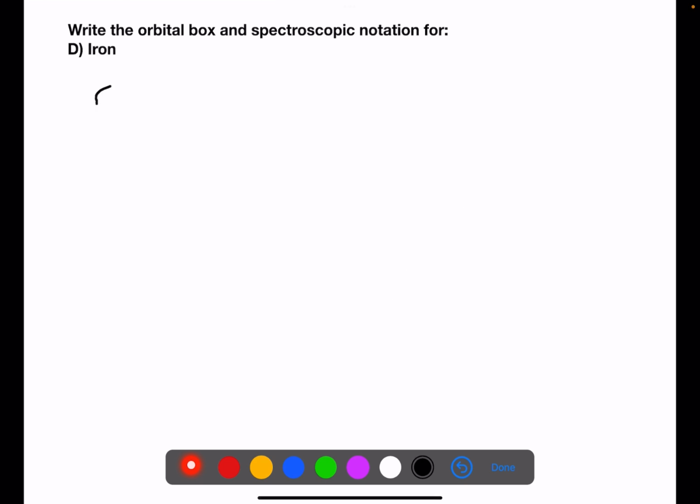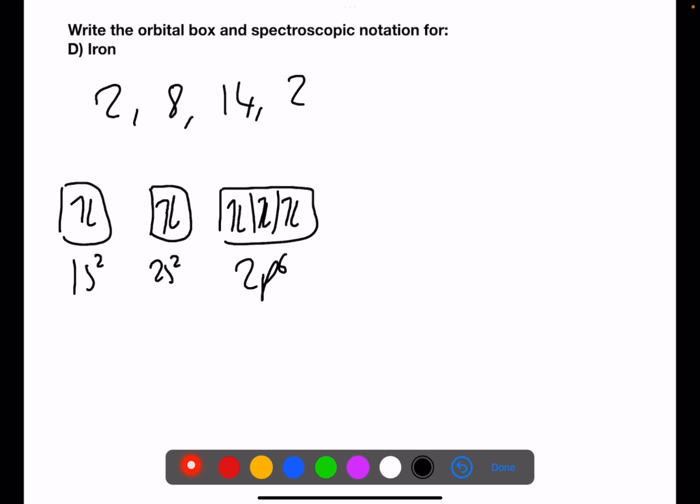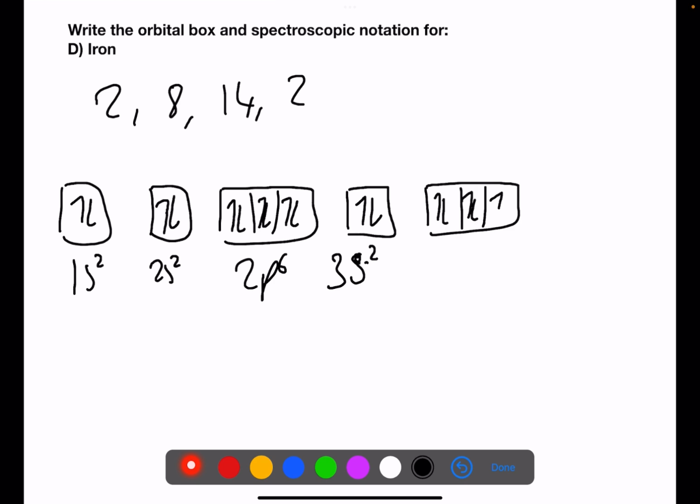And then iron, we have 2, 8, 14, and 2. So 1s2, 2s2, 2p6. We're then going to start filling the third shell, so we've got 3s2, 3p6. Now remember the 4s will fill first, so I'm going to join that one in just now. So we've got 4s2, which is that shell.